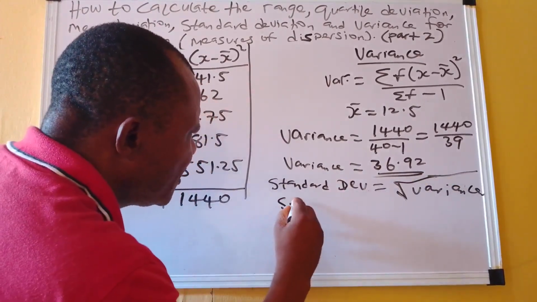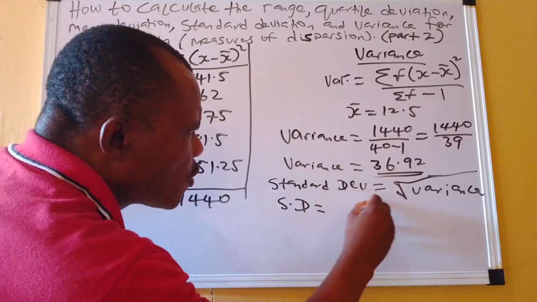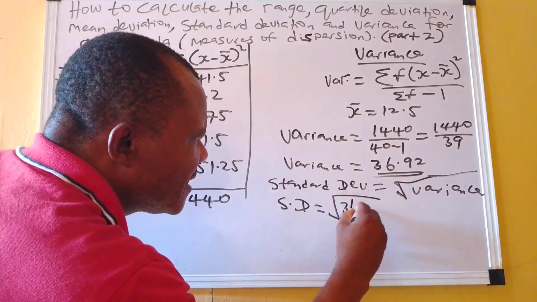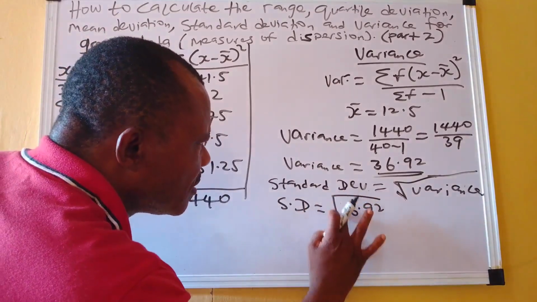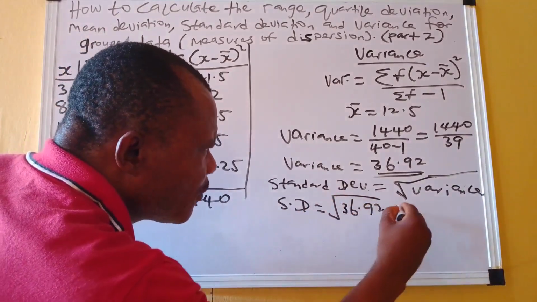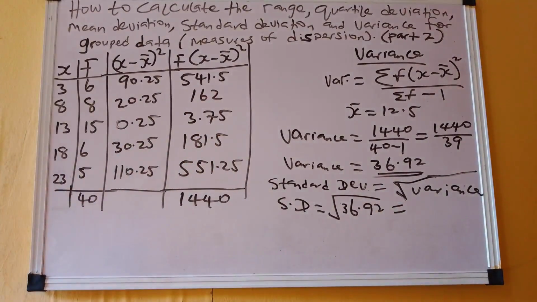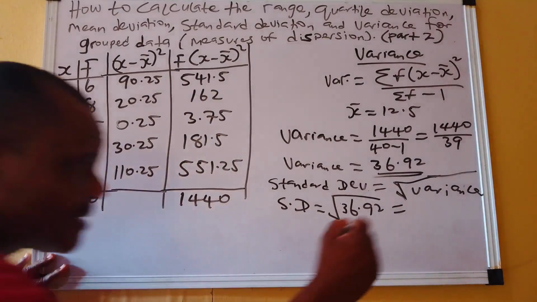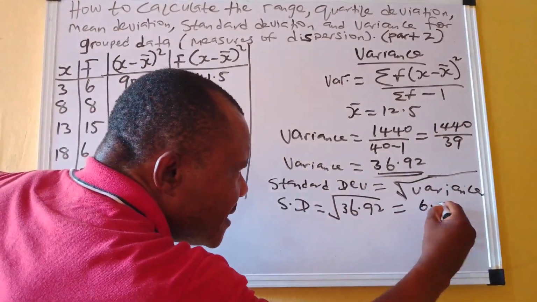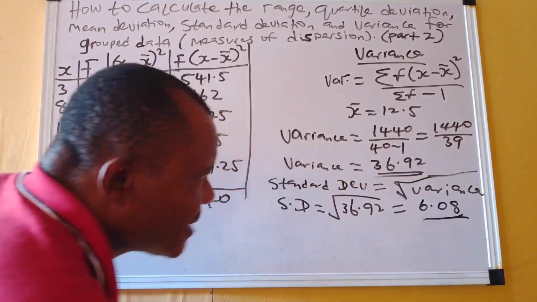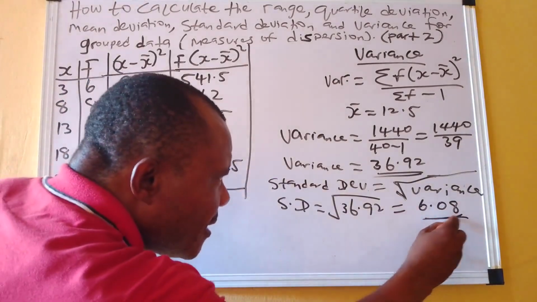And so our standard deviation will be equal to the square root of 36.92. When you find the square root of 36.92, you are going to have 6.08. So our standard deviation for this set of data is 6.08.